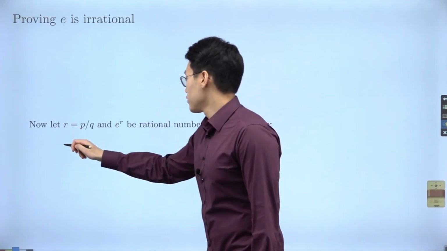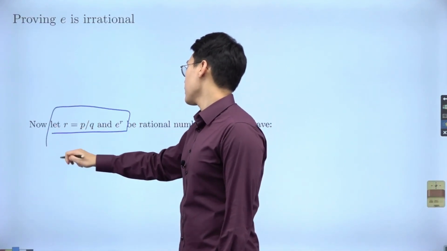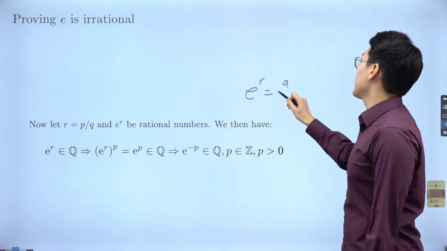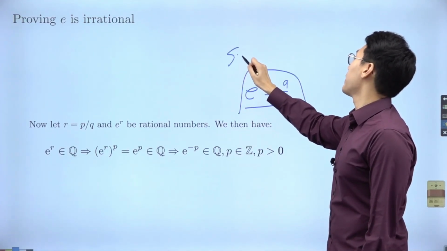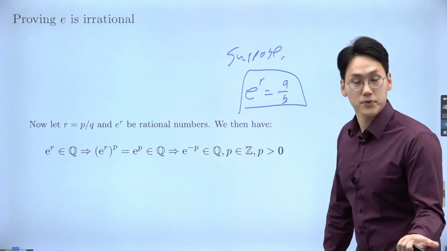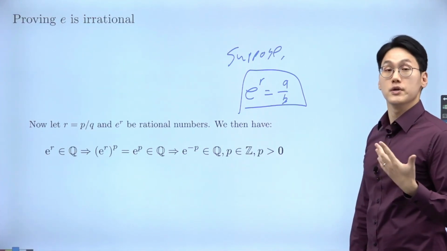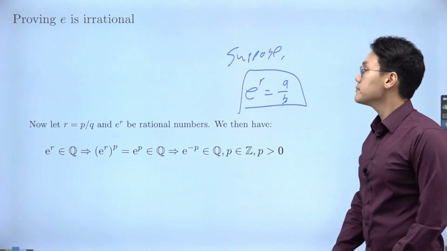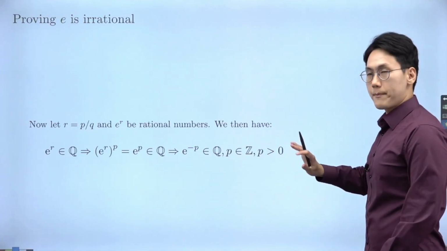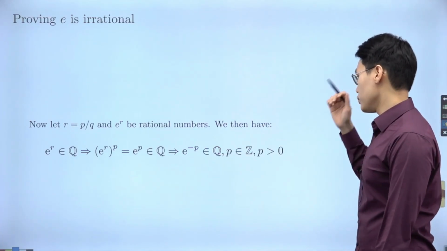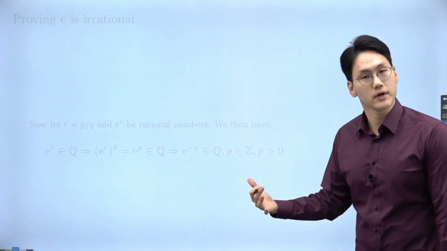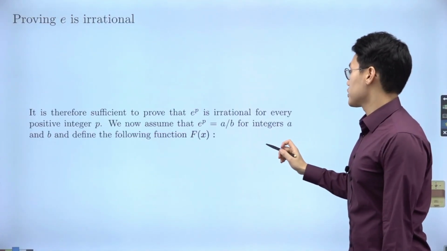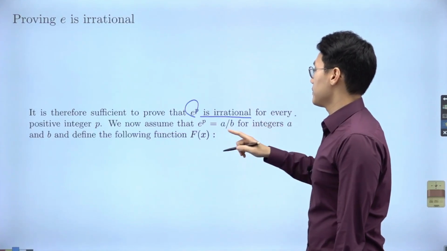Right? So now, check this out. I have e to the power of r. What I'm going to do here is suppose that e to the power of r is a rational number. We are trying to use proof by contradiction, so I'm assuming it's a rational number, so that whatever integer power r we take gives you a rational number. That's our premise, right? So I assume e to the power of r is a rational number. Therefore it is sufficient to prove it is irrational for every positive integer r.